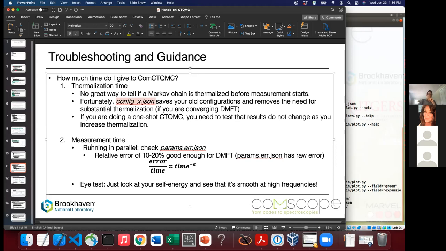Measurement time. Since you'll probably be running in parallel, you'll have this error file, and a relative error at the highest frequency sampled of like 10 to 20% is good to get a converged DMFT. And the error tends to decrease with measurement time, like exponentially. So you need to give quite a bit more time to get to 1% than you need to get to 10%. And if you really want to be sure, you just want to plot this for your first run and try to figure out, okay, I just need 10 minutes to get down to 10% error. Or if you don't want to deal with that, you can just look at your self energy.